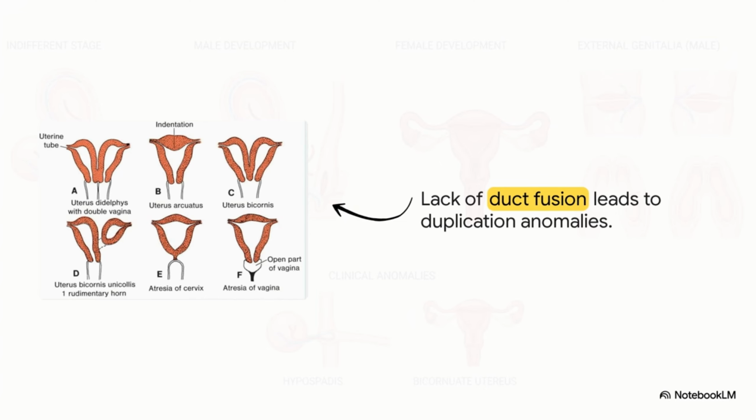First, you have the extreme case where there's a complete lack of fusion. This results in an entirely double uterus, called uterus didelphys, and even a double vagina. On the milder end of the spectrum, the uterus might just be slightly indented right in the middle. We call that uterus arcuatus. And then there's a relatively common anomaly called uterus bicornis, where the uterus literally has two distinct horns that empty into a single common vagina.